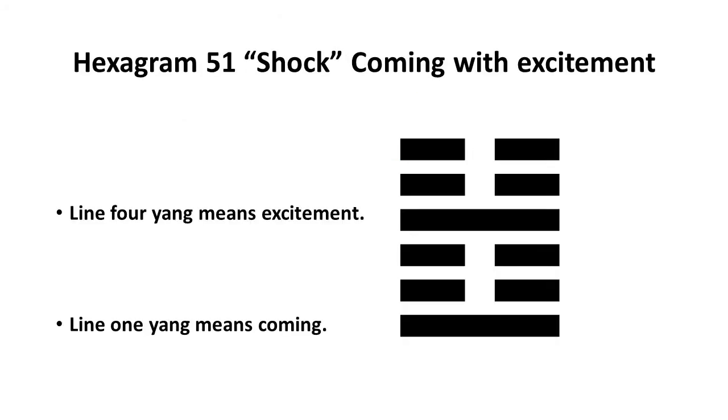Now, we're looking at an example, a random example of a hexagram. Hexagram number 51, called shock. The bottom line is a yang line, and it means that we are coming. And the next yang line is line 4, which means excitement. We're excited about returning. Or we could say we're coming with excitement.